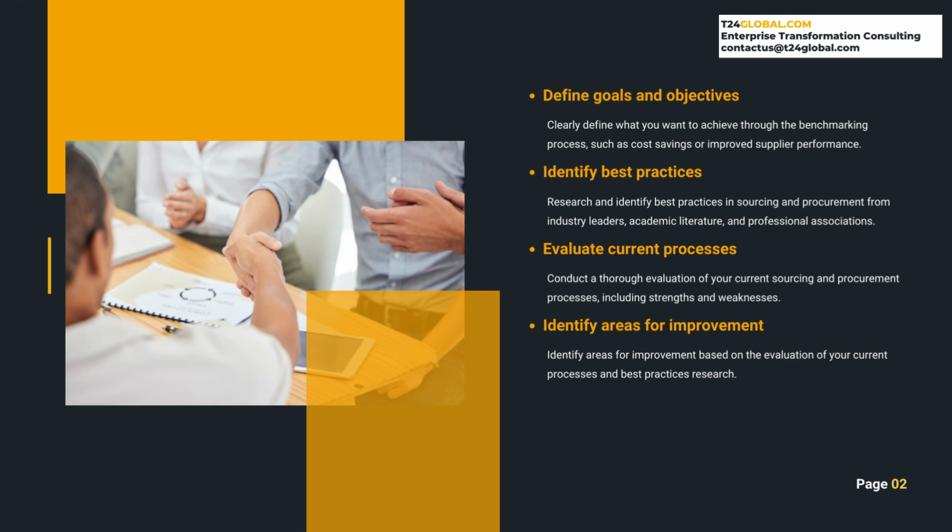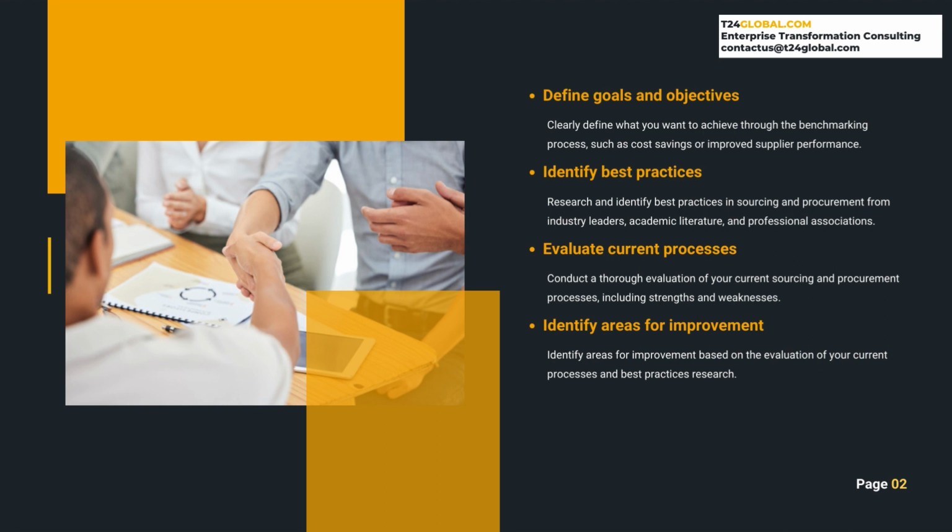In terms of industry trends, companies are increasingly leveraging digital technologies such as artificial intelligence and blockchain to improve supply chain visibility and transparency. Challenges in this step include identifying relevant and reliable sources of information and ensuring that best practices are applicable to the company's specific context. IT functionalities leveraged in this step include data analytics tools for identifying trends and patterns in benchmarking data.